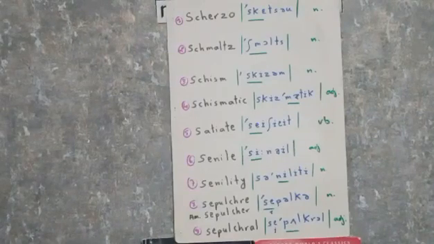The adjective is sepulchral. It's a three syllable adjective. The second syllable, pul, should be stressed. We say sepulchral. And sepulchral has the meaning of being gloomy or dismal. That's sepulchral. Now let's practice.